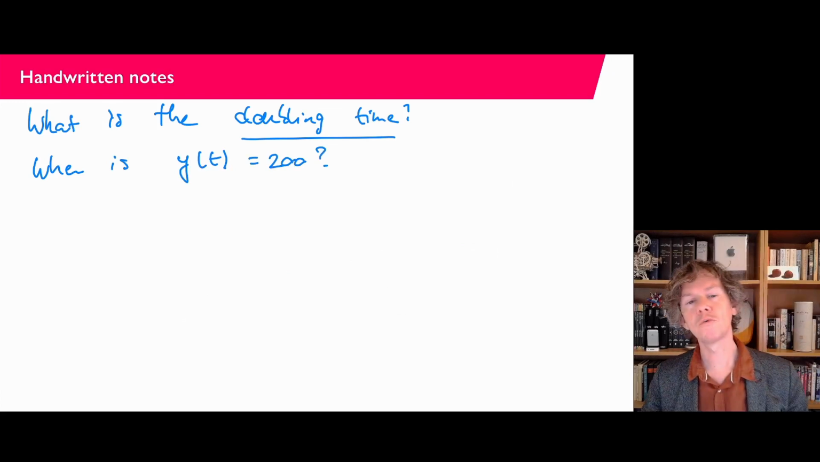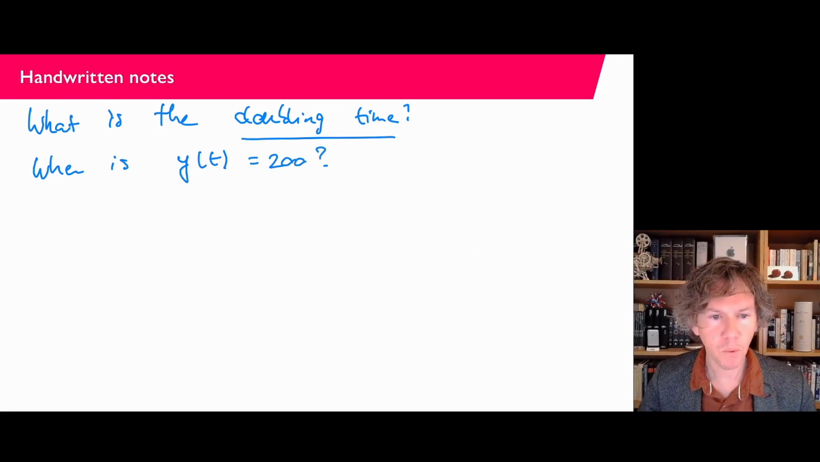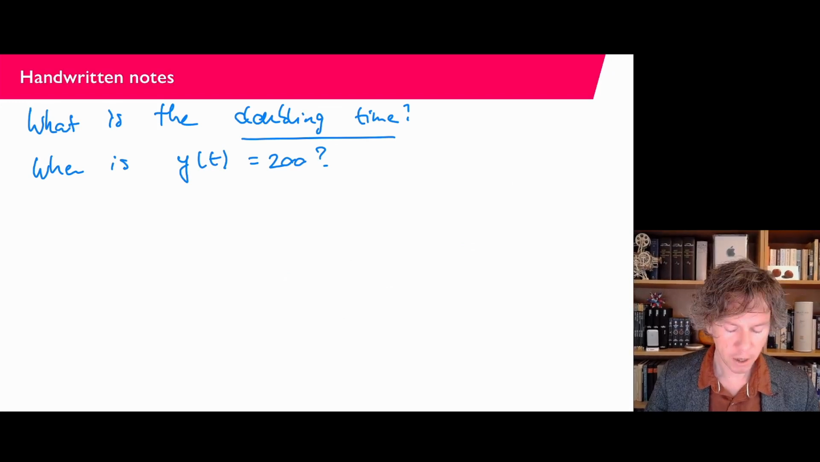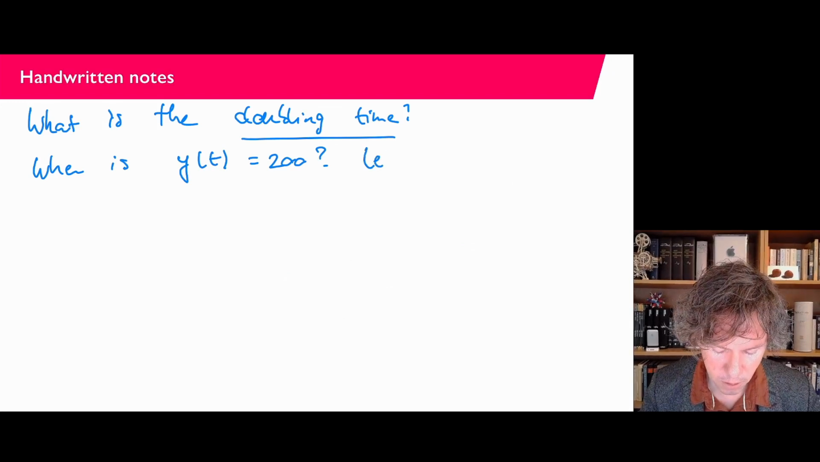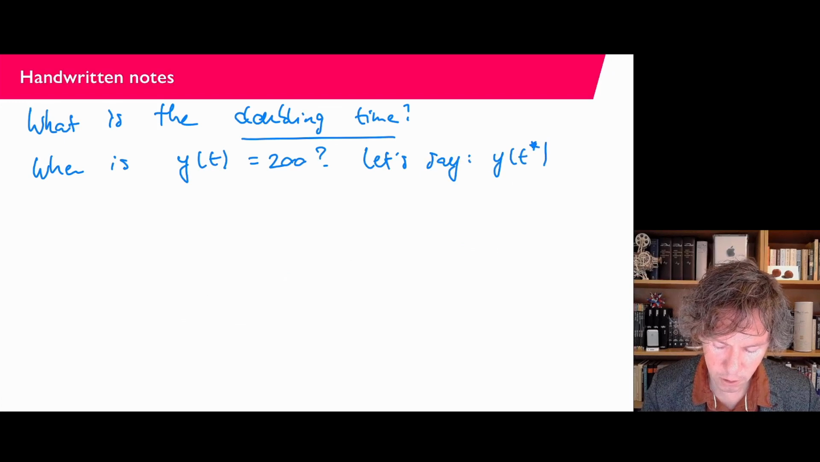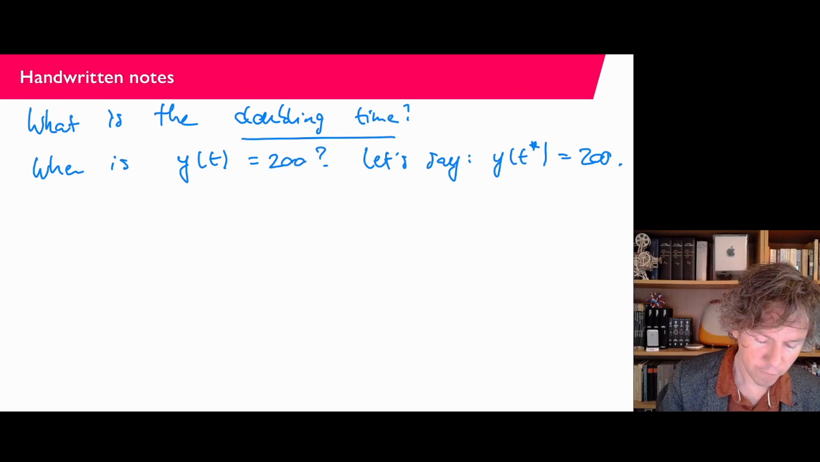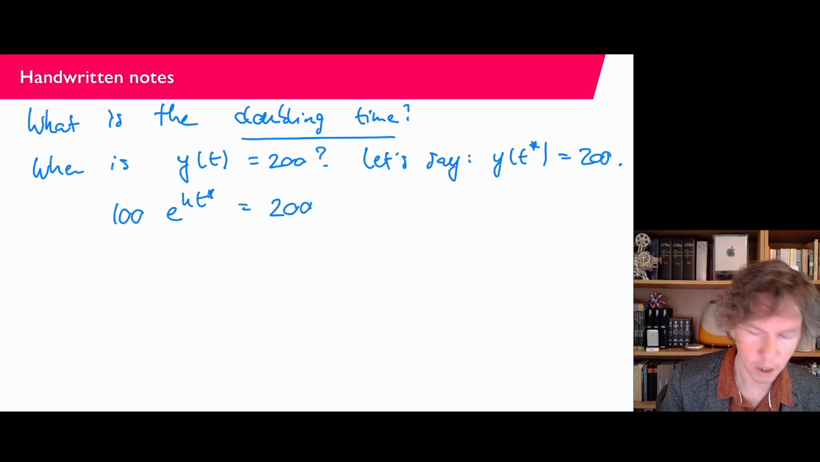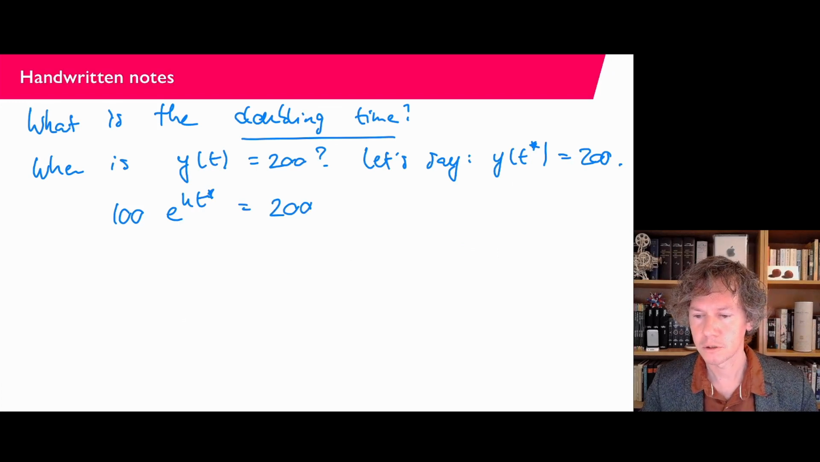So for which value of t do I find that y of t equals 200? Let's call that t star, and that's then the doubling time: y of t star equals 200. So what I have is that 100 e^(k t star) equals 200.